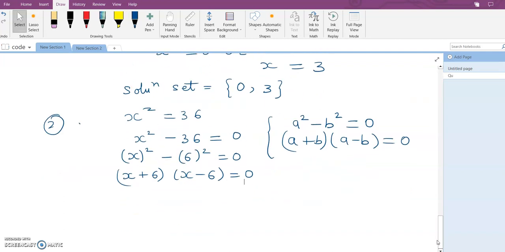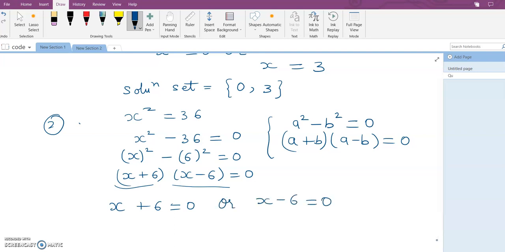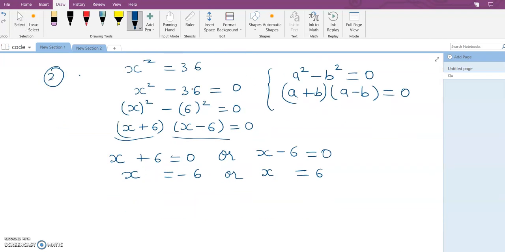Now we will apply zero product rule. We have two factors. So either x plus 6 equal to 0 or x minus 6 equal to 0. So if x plus 6 is equal to 0, that means x will be equal to minus 6, or if x minus 6 is equal to 0, that means x is equal to 6. So from this we get the solution set as minus 6 and 6.